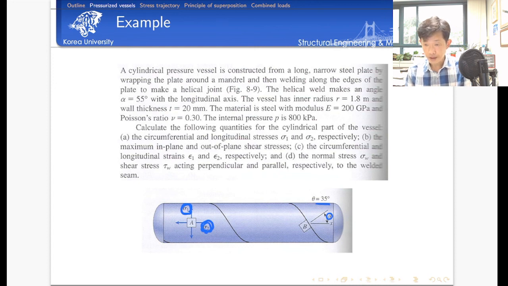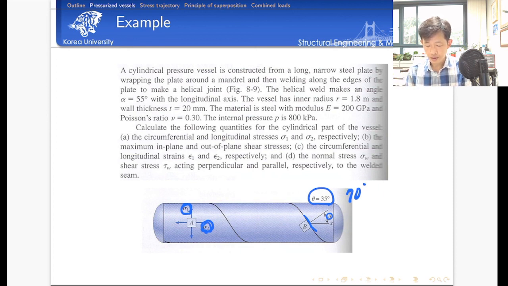And once we have that, the next step is we have to use the Mohr circle. Look at this. The welding line is inclined by an angle of 35 degrees. In the Mohr circle space, we need to consider 2 times that, so 70 degrees. Okay. So first you calculate sigma 1 and sigma 2, and then you construct the three different Mohr circles. This is a 3-dimensional problem.